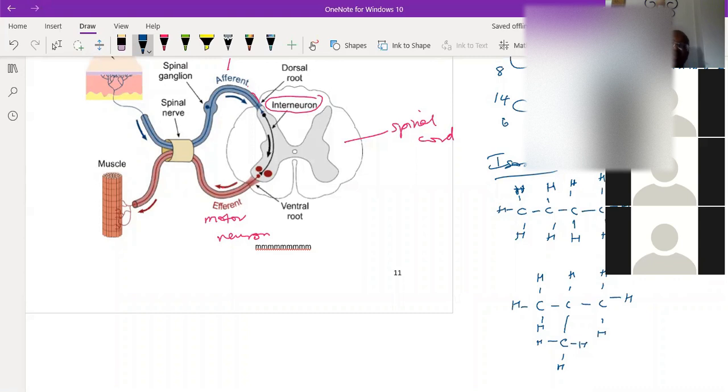So isomers are compounds that have the same molecular formulas. If I put it all together, this one is C4, 4 carbons, and then hydrogens, times 2 here plus 2, that is 8, 10. This again is C4H10. If you count, you see that it's the same thing. So they have the same formulas, but different structural arrangements.